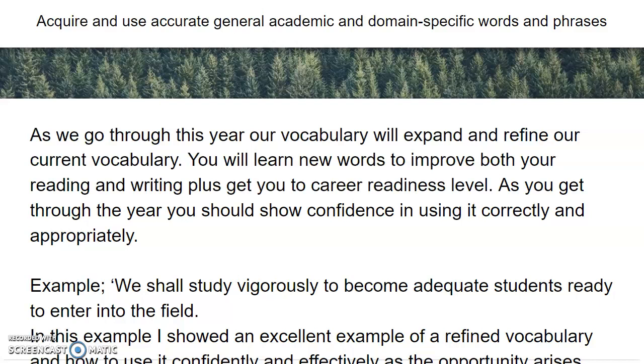Example: we shall study vigorously to become adequate students ready to enter into the field. In this example, I showed an excellent example of a refined vocabulary and how to use it confidently and effectively as the opportunity arises.